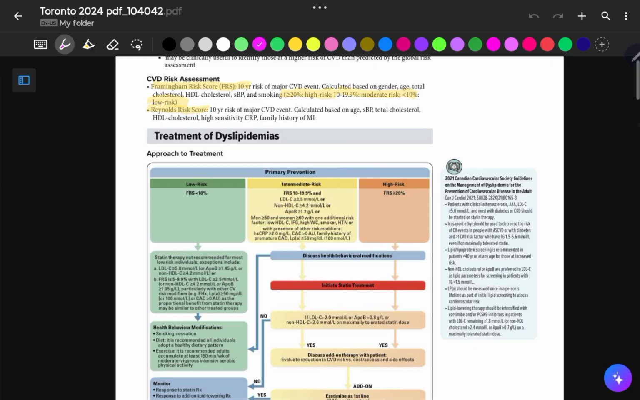So you're treating dyslipidemia based on the approach of using your Framingham risk score, your FRS score. If the patient has a low score of less than 10, meaning they are low risk, basically these patients need lifestyle modification. They need health behavioral modifications such as smoking cessation, diet.